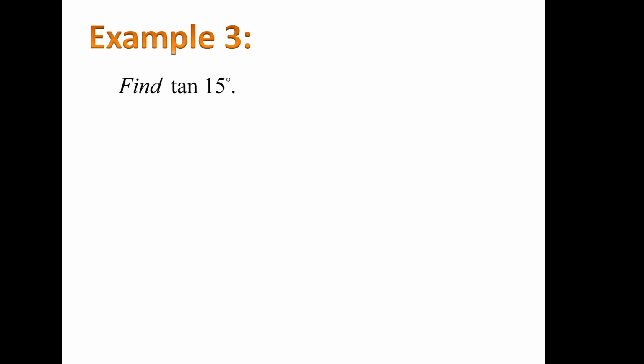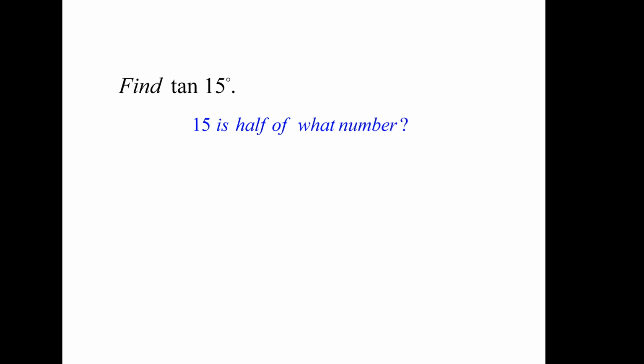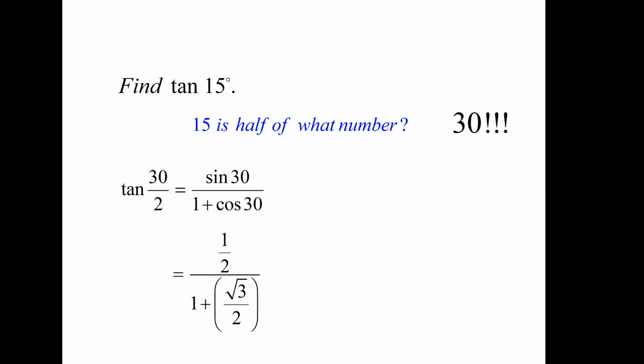And what about tangent of 15 degrees? How do you find out the exact value? Again, this one, 15, is half of one number, which is 30. So it's 30 over 2. So using that special formula, sine A over 1 plus cosine A. So for angle A is 30 degrees, so sine of 30 is 1 half, cosine of 30 is root 3 over 2.